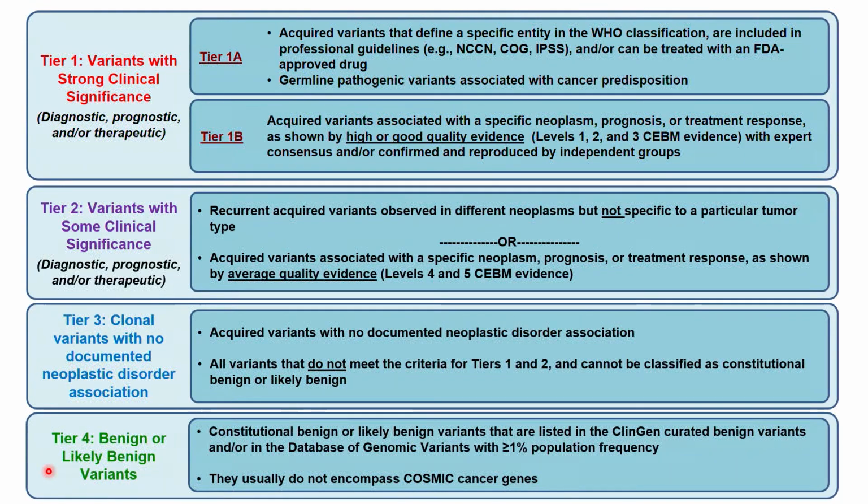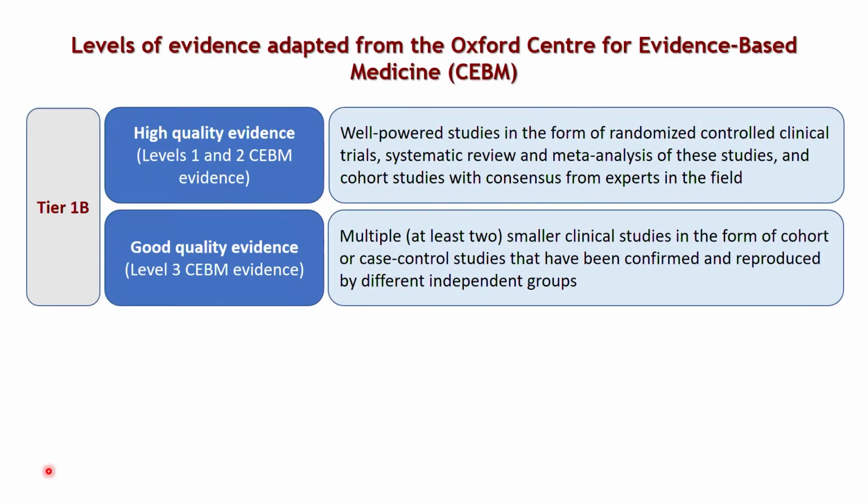And finally, tier 4 would be all the benign or likely benign variants. Those are the ones that are common in the general population, and those you most likely would not even be reporting.